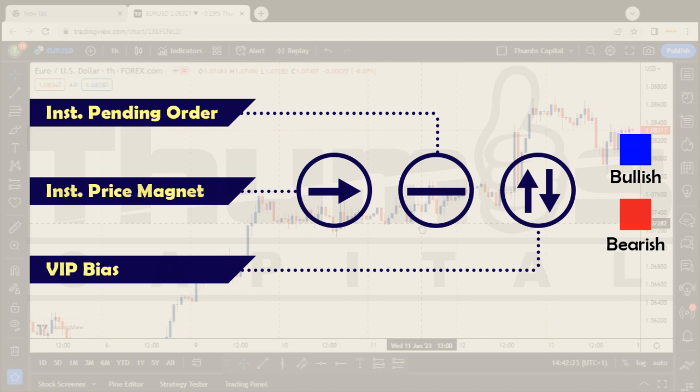I don't mark VIP bias every time I get it. I only mark it when I have a setup to confirm. Let me go over the icons once again. I mark institutional price magnet with a forward-facing arrow, institutional pending order with a thick line, and I mark VIP bias with up or down facing arrow depending on the direction. I use color to represent the direction of the data.